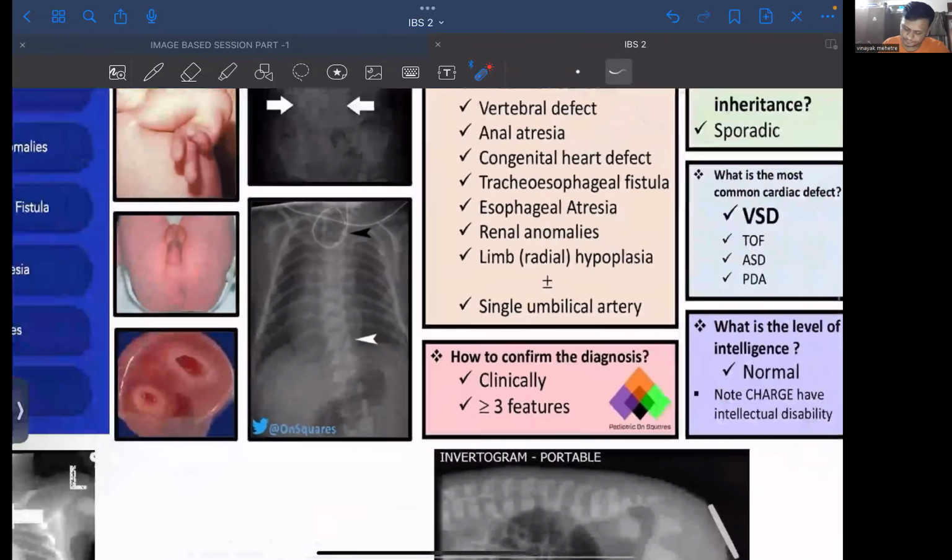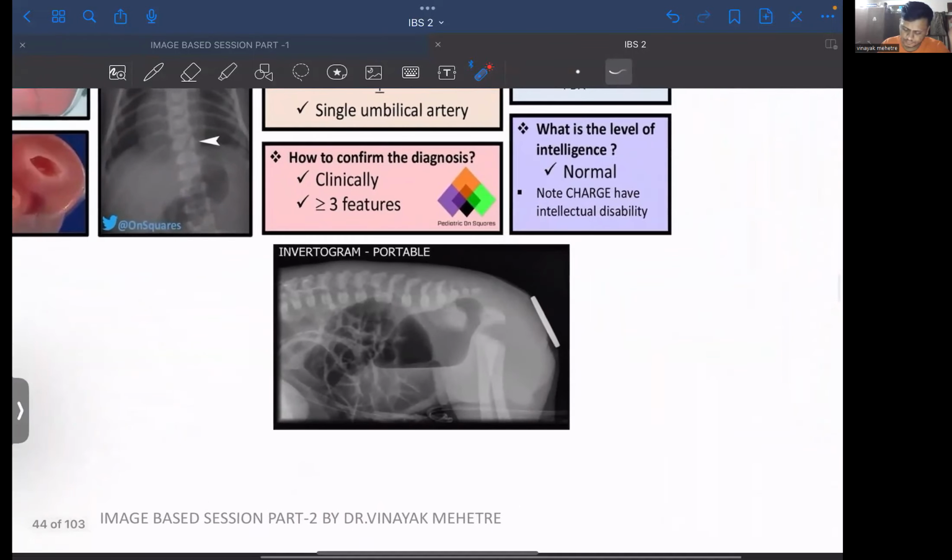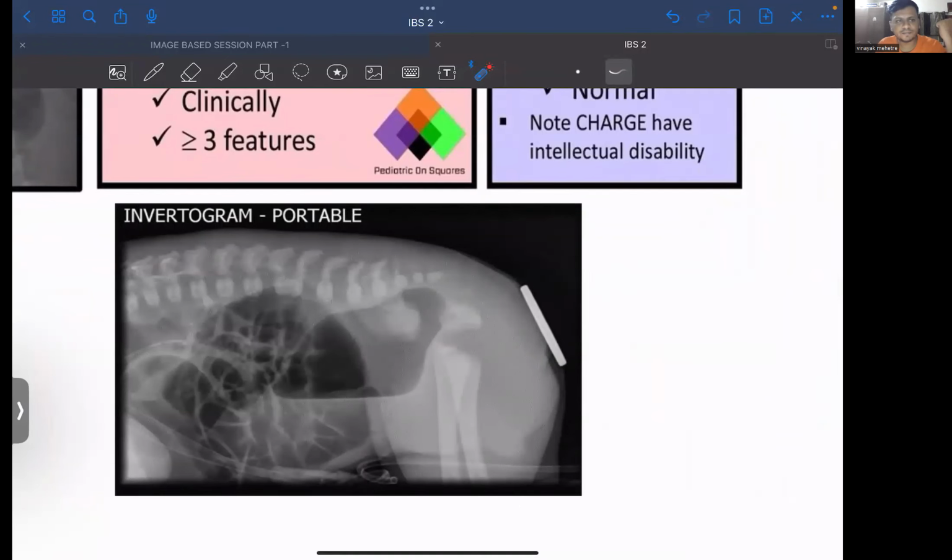Then comes this image, last to last attempt. You are able to see gastric bubbles, but it is not reaching the destination. So what has happened here? Anal atresia, right? Back hole is absent. The black shadow should come till here. It is not reaching. That means the patient is with anal atresia.